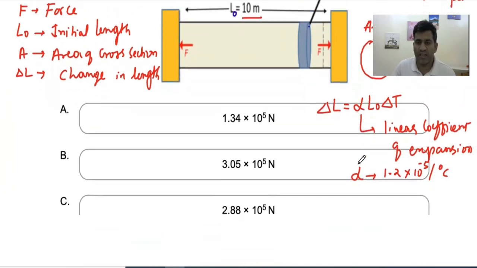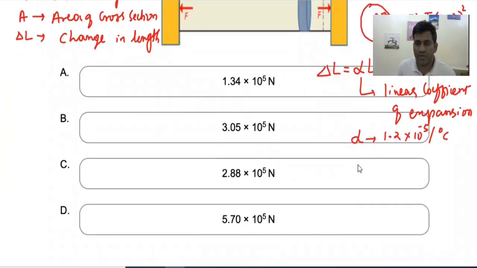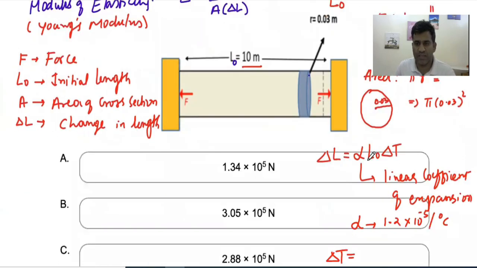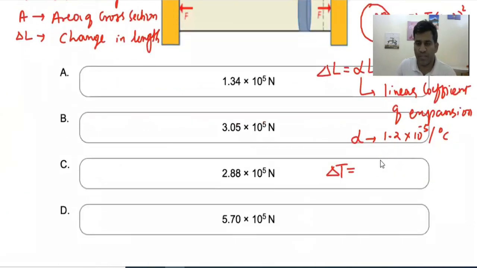I know the initial length. Now what is the change in the temperature, delta T? If you see, the initial temperature was 20 degrees Celsius, so T1 is 20, and the final temperature T2 is going to be 40 degrees Celsius. I'm just using this to calculate the change in the temperature. Change in the temperature is T2 minus T1, that is 40 minus 20, which gives you 20 degrees Celsius.